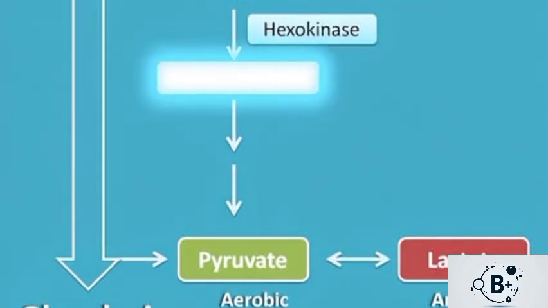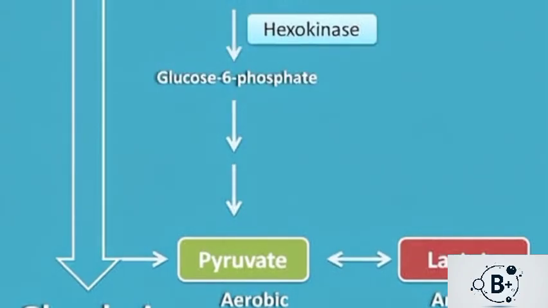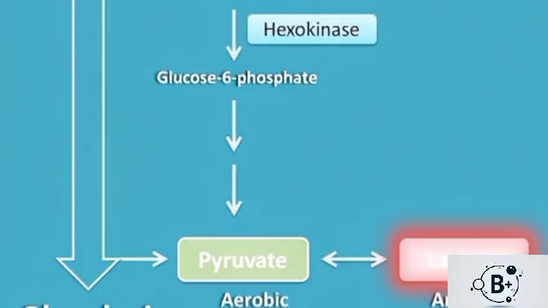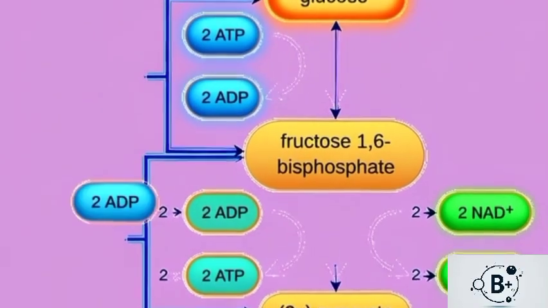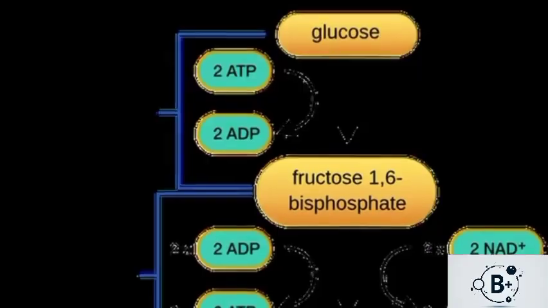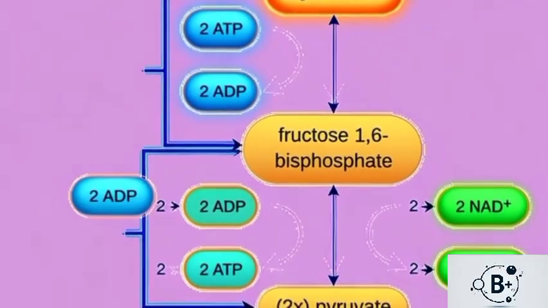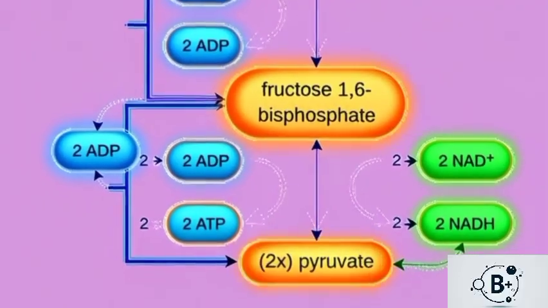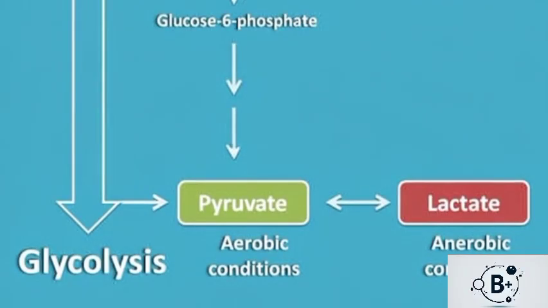3 enzymes control glycolysis. Hexokinase, PFK1, the major regulator, and pyruvate kinase. They respond to ATP, AMP, citrate, and hormonal signals, ensuring glycolysis speeds up when energy is low and slows down when energy is high.